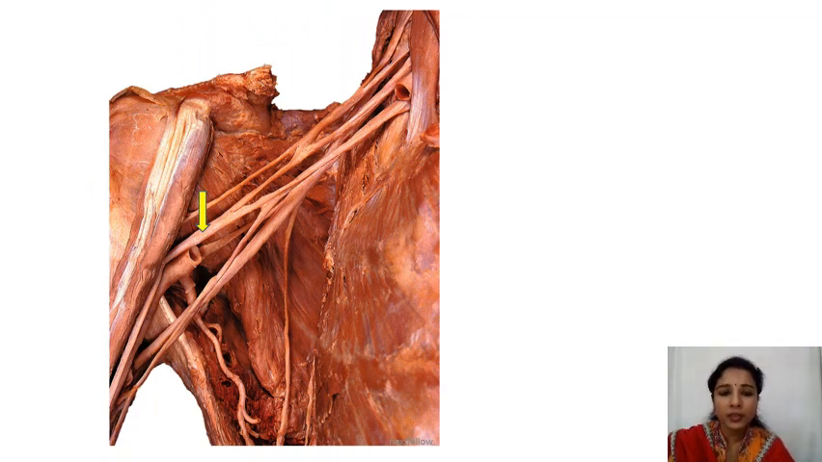Can you guess this one? What is this nerve? This is the median nerve. How can we tell? This is the lateral root, and this is the medial root joining to form the median nerve. This is the lateral cord of the brachial plexus, this is the medial cord, and here we can see the posterior cord continuing as the radial nerve as well.